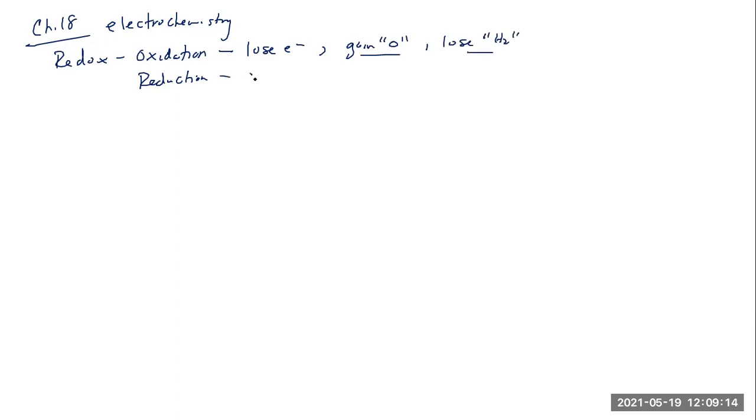Reduction is gaining electrons, and basically the opposite definitions for oxygen and hydrogen: losing oxygen from reactants to products and gaining hydrogen as you go from reactants to products is your basic definition of reduction. Like I said, in most cases in general chemistry, we often just focus on those two. You do see a lot more of the others in organic.